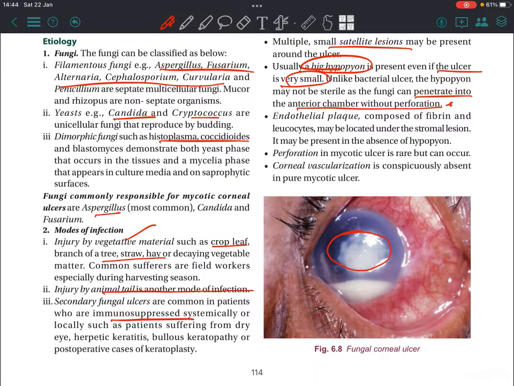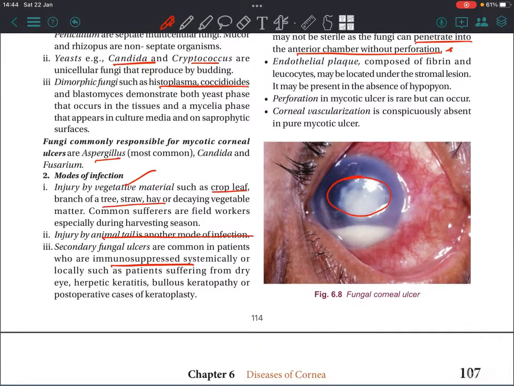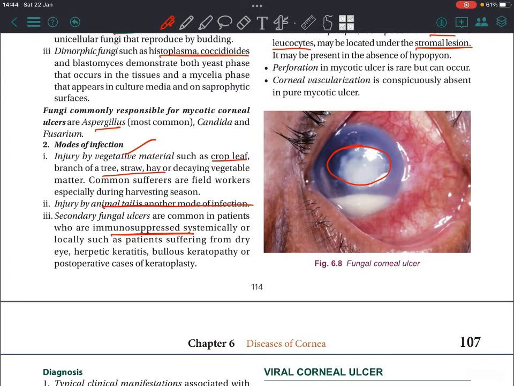Endothelium: an endothelial plaque composed of fibrin and leukocytes may be located under the stromal lesion. Perforation in mycotic ulcer is rare but can occur. Corneal vascularization is conspicuously absent in pure mycotic ulcer.